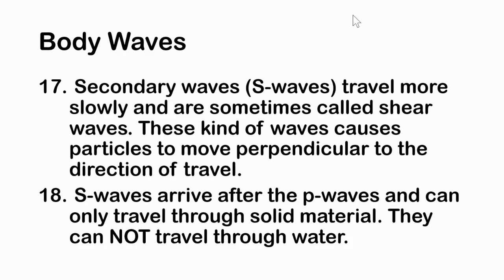Okay, body waves, these are the secondary waves that we just saw on that image. They travel more slowly. Secondary happens second, so it's slower. And sometimes they're called shear waves. These kinds of waves cause particles to move perpendicular to the direction of travel. So if the energy is going forward, the material is going side to side, right? So if you had that slinky, the energy was going forward, but the slinky was going side to side before it went to its original location.